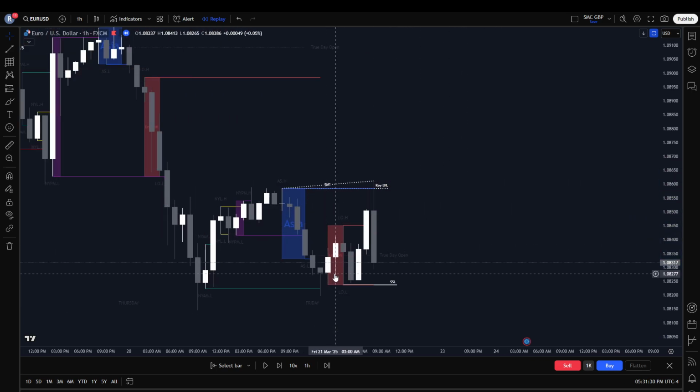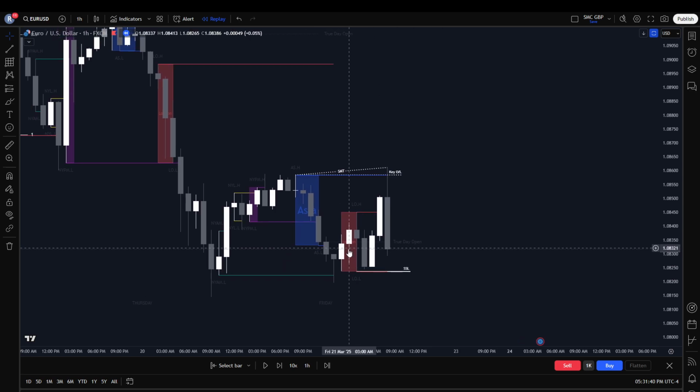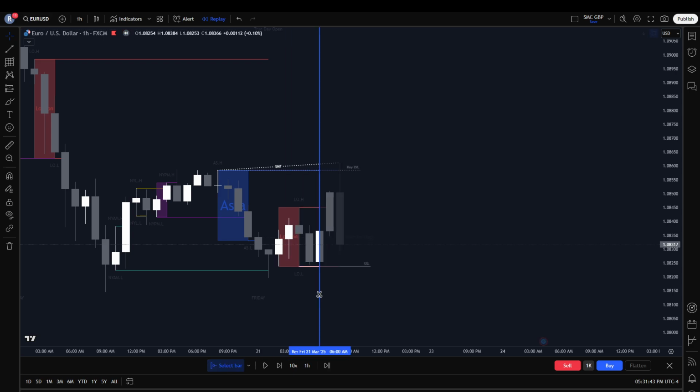Okay, so I notice we've had our manipulation move above our true day open, our time-based discount, with a draw on liquidity resting in the time-based. Sorry, I said that reverse. We have a manipulation occurring in our time-based premium with price, with a draw on liquidity resting in a discounted area. That is beautiful. That's what you want to see.